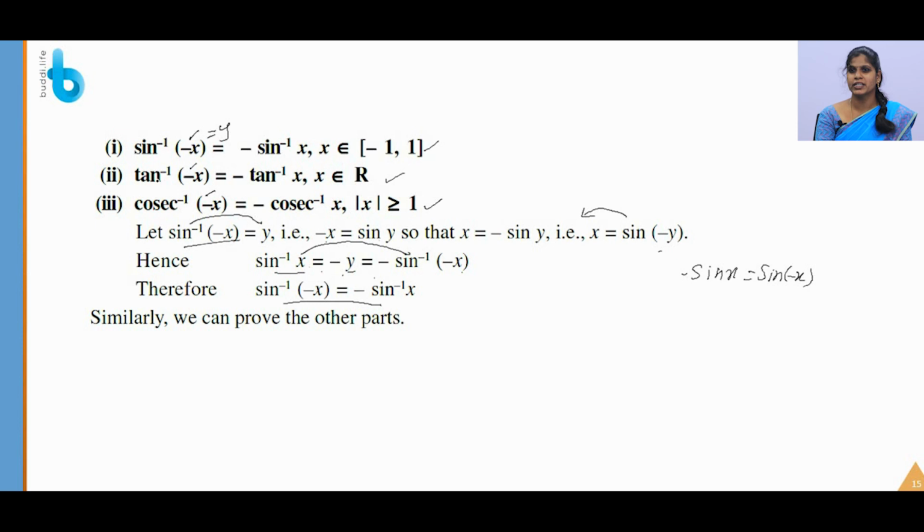Okay, what will you take? Tan inverse of minus x equal to y. Assume tan inverse of minus x equal to y, and for this assume cosecant inverse of minus x equal to y, and the same way you can proceed. So these three properties are of angle with minus sign, that is negative angles. For sine inverse, tan inverse and cosecant inverse, if the angle is negative, you will get the value as negative only. Okay. Next we will see the next set of properties.